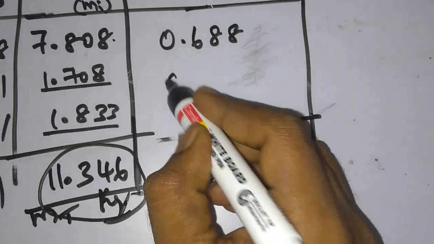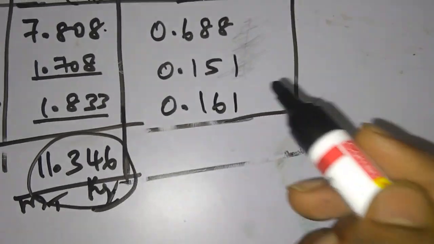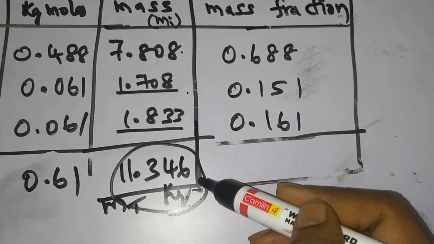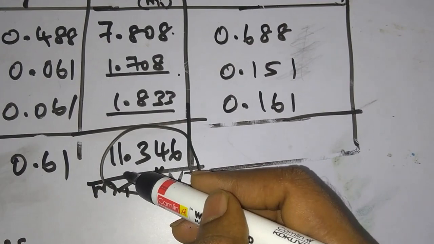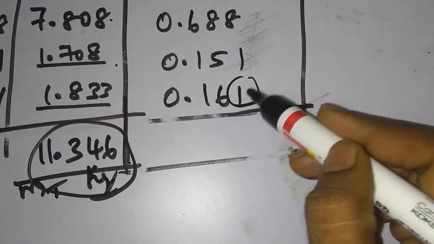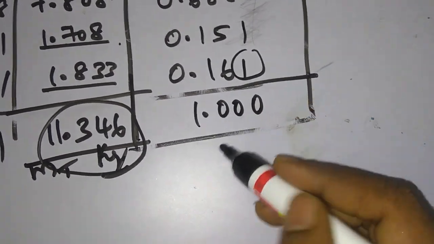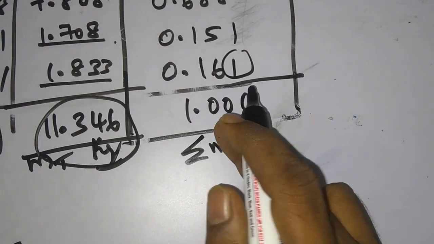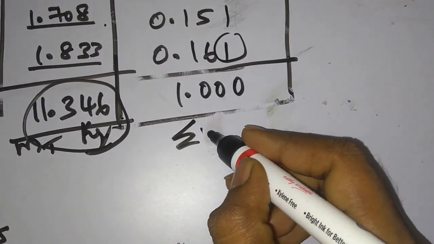0.688, 0.151, 0.161 is what we will get. 1.708 divided by 11.346 is 0.151. 1.833 divided by 11.346 is 0.161. We round these digits so that the total will be equal to 1, because the summation of mole fractions and mass fractions will be equal to 1.